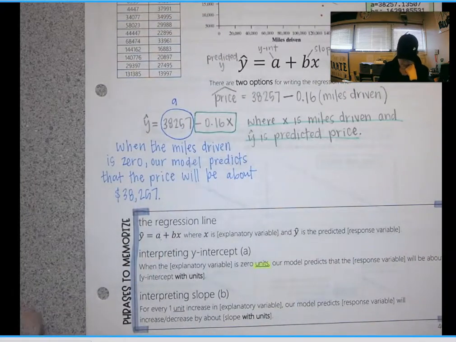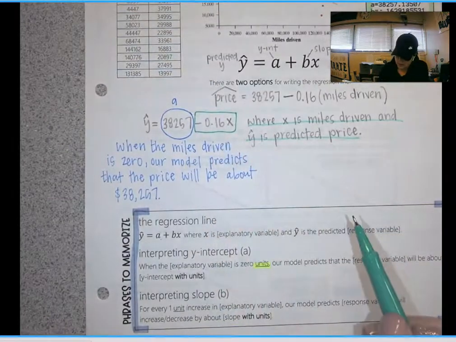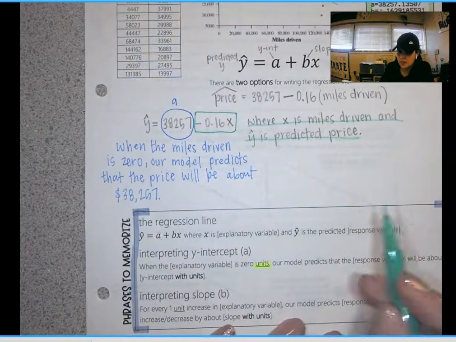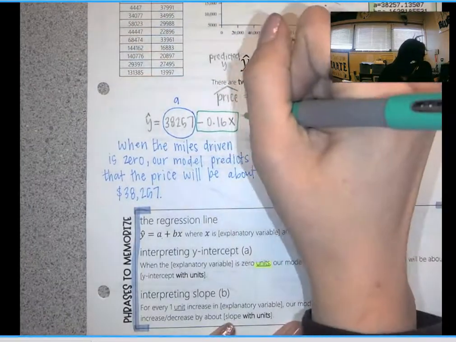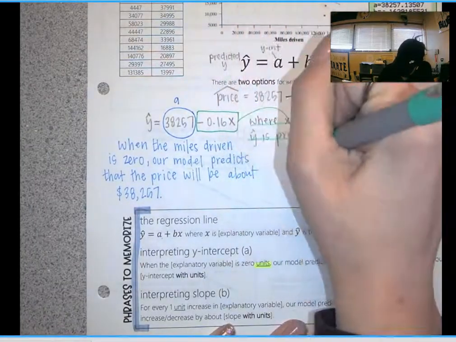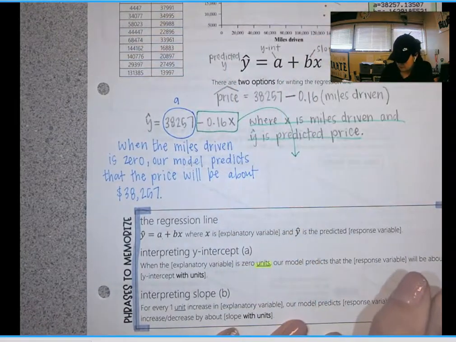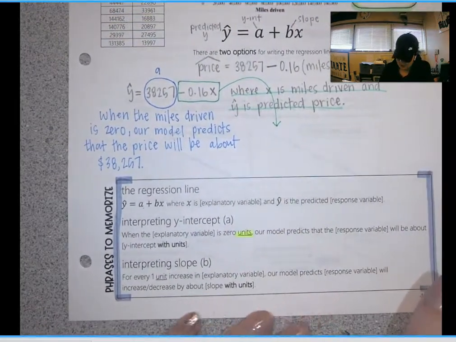So y-intercept tells us the value of our response variable when our x variable is 0. So it tells us the value of our response variable when our explanatory variable is 0. Now we're going to interpret slope. So I'm going to draw that like, boop, right there. And once again, I'm going to follow this phrases to memorize.